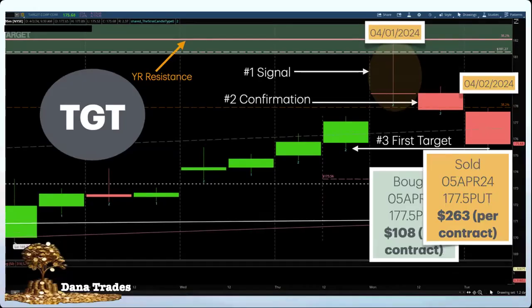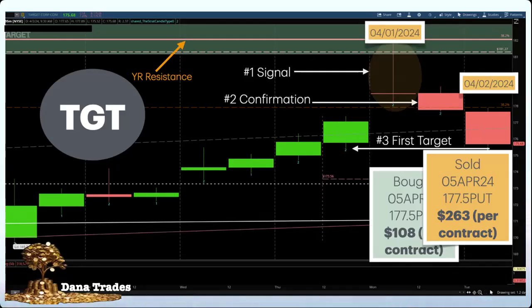On the next trading candle, Target's price continued to decrease, and we reached the first target for this trade execution. Based upon my trade plan that was based upon probabilities that a stock price would retest the recent low, I exited the contracts by selling the contracts at the market price of approximately $263 per contract. Remember, these are the same contracts that I purchased for $108.